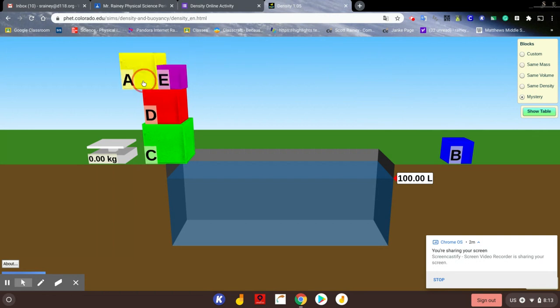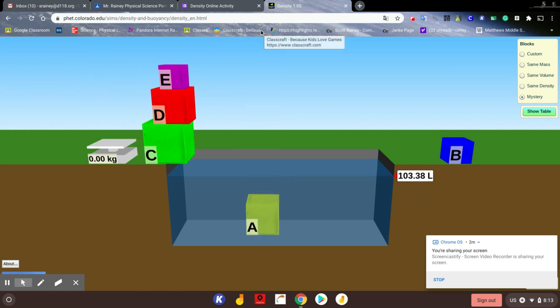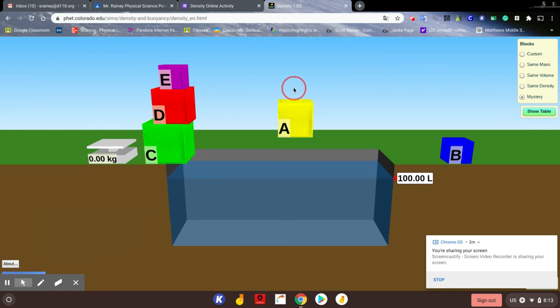So I pick up box A and I put it on my scale. I see that it's 65.14 kilograms. Take it off. I can confirm that. Now, when I place it into the water, it was at 100 liters. It went up to 3.38 liters.